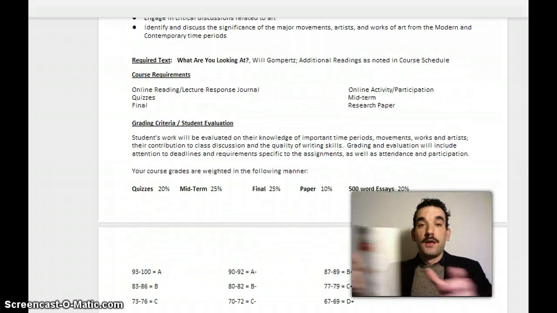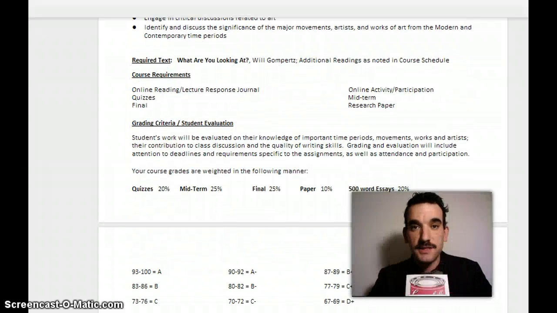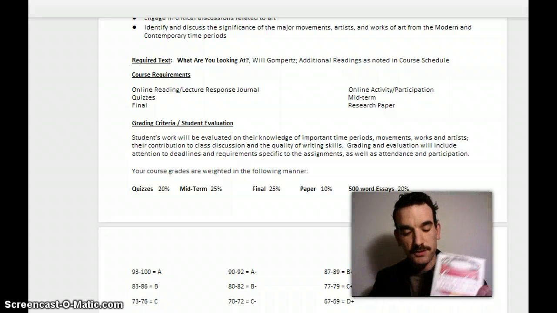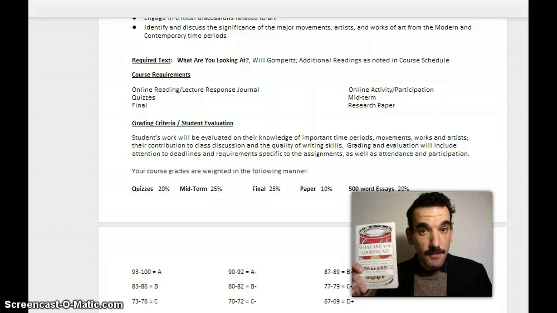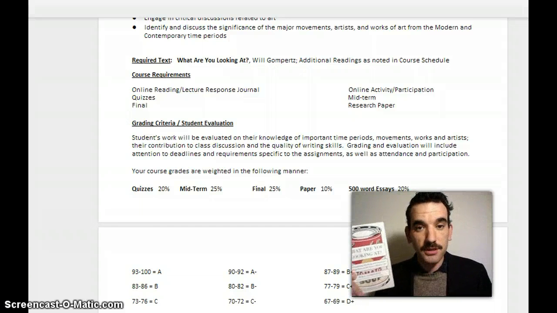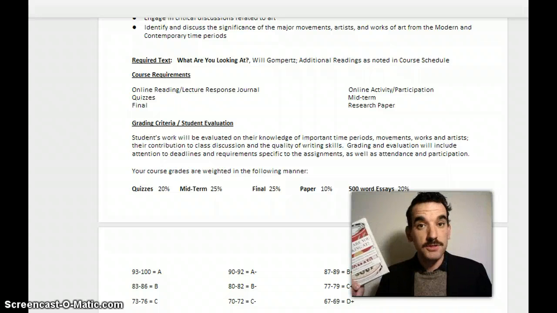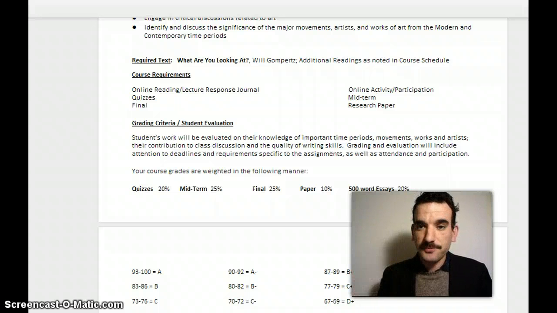Okay, so this book, this is your textbook. This is our textbook for this course. It's a little anecdotal. It reads a little bit like fiction, but that said, it gives a nice survey of the important things that happened in the last 150 years. In my lectures, I'm going to beef up what Mr. Gompertz deals with in this.